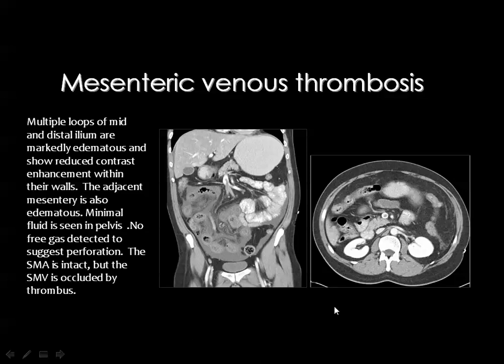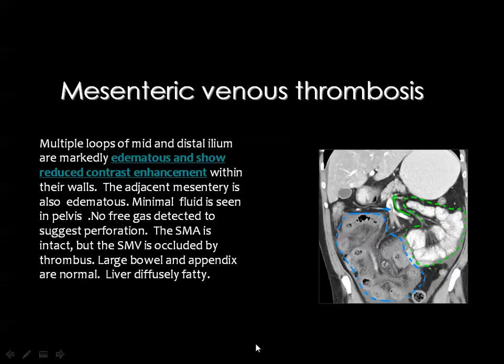And in this case, if you look carefully, you can see this is the superior mesenteric artery, and this is the superior mesenteric vein, which contains a filling defect representing a thrombus. And in the coronal reconstructed image, you can also see the thrombus as a filling defect within the vein itself. And these are the small bowel loops which are ischemic, and you can appreciate the non-enhancing wall and the relative dilatation.